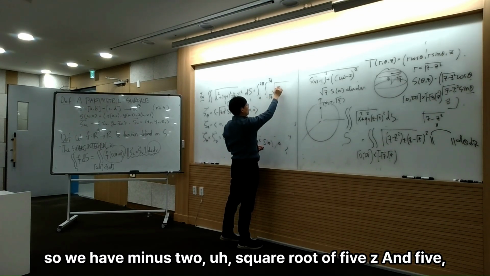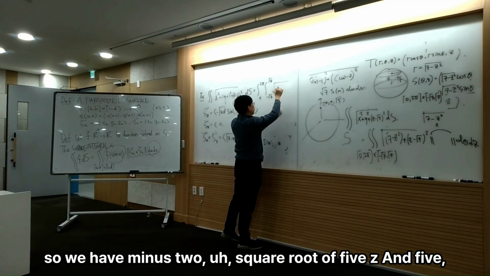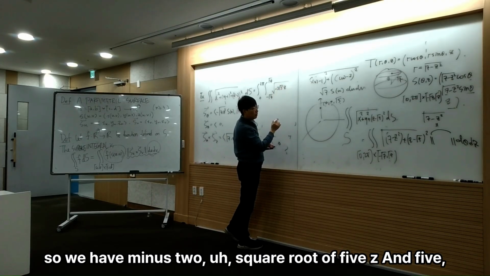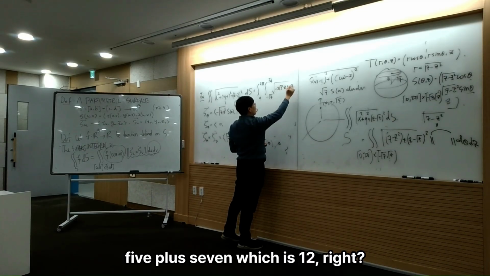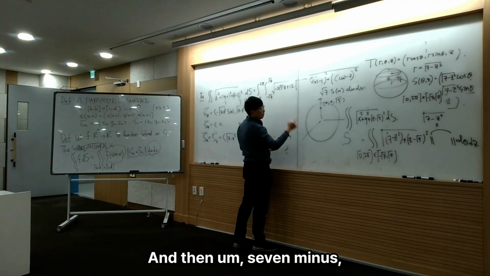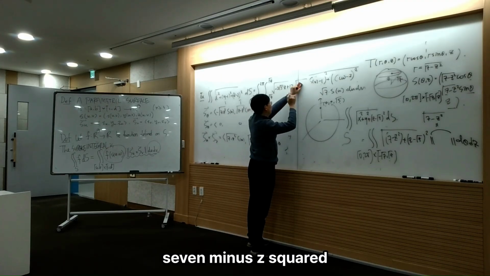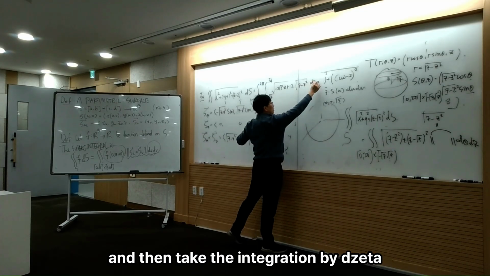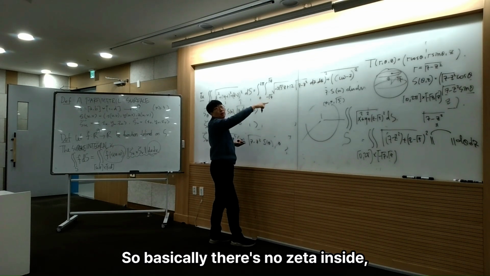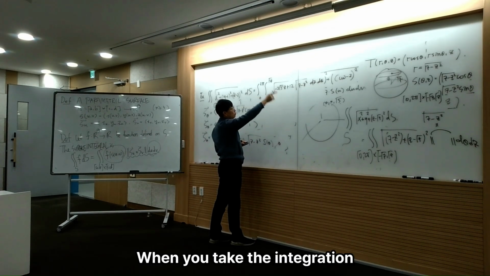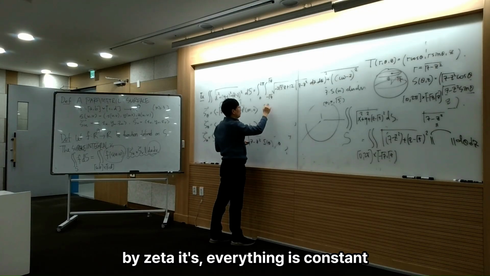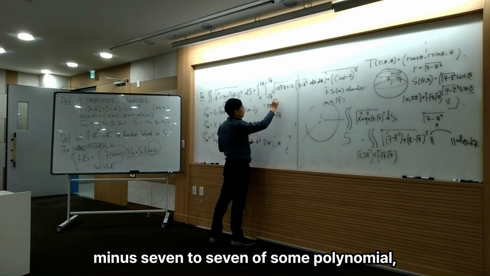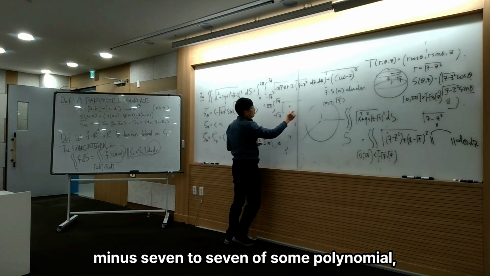So we have minus 2 square root of 5 and 5 plus 7, which is 12, right? And then 7 minus z squared. And we first take the integration by z, and then take the integration by d zeta. So basically, there's no zeta inside. When you take the integration by zeta, everything is constant. So it's 2 pi times the integral from minus 7 to 7 of some polynomial dz.